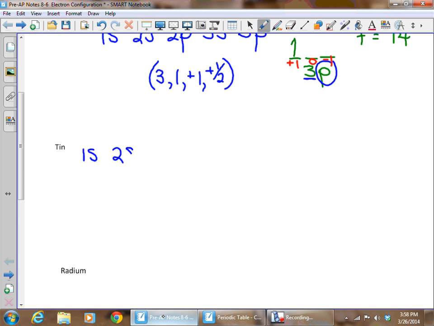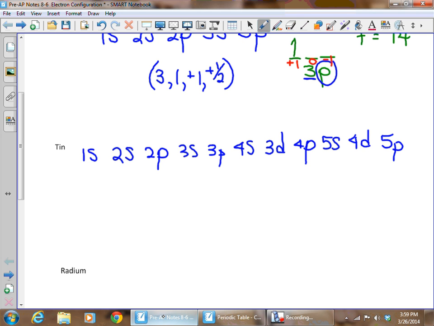1s, 2s, 2p, 3s, 3p, 4s, 3d, 4p, 5s, 4d, 5p. So there's the order of the sublevels, and now all we have to do is fill in those superscripts to fill up the first energy levels.